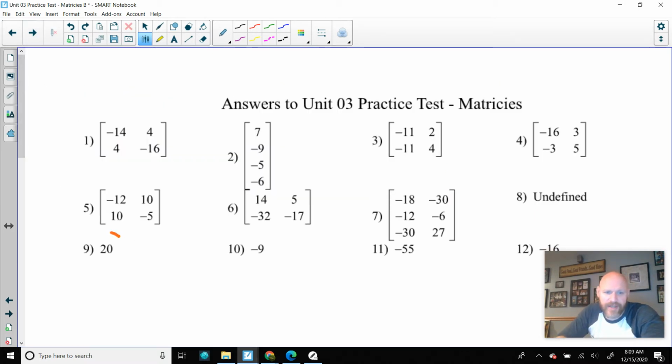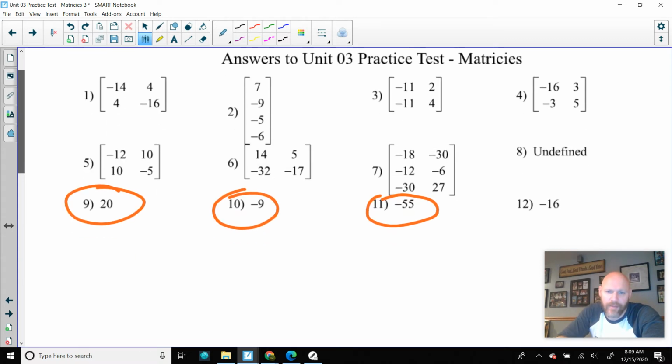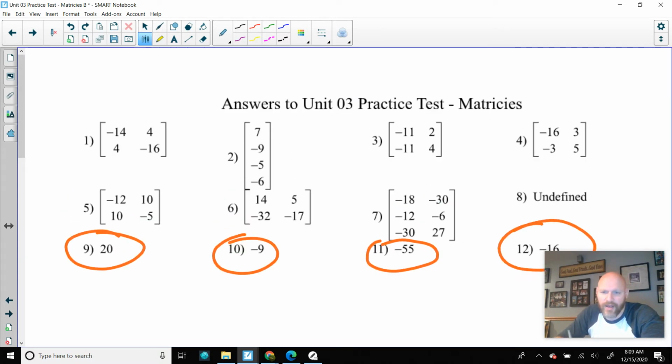If we scroll down, we did get number 20 for number 9. We did get a negative 9. And check it out, negative 55. Let's do number 12. Apparently, when we do number 12, we're going to get a negative 16. Let's find out.